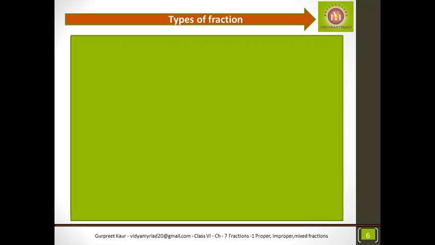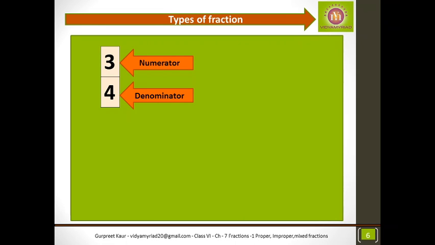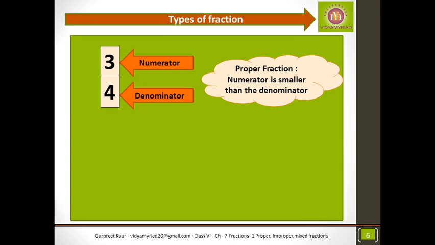Now let's begin with the types of fraction. If you look here, I have written 3 by 4. This 3 is known as the numerator, which is above the line, and 4 is known as the denominator, which is below the line. Now when you have a numerator smaller than the denominator, that type of fraction is known as a proper fraction. So what is a proper fraction? Where the numerator is smaller than the denominator.